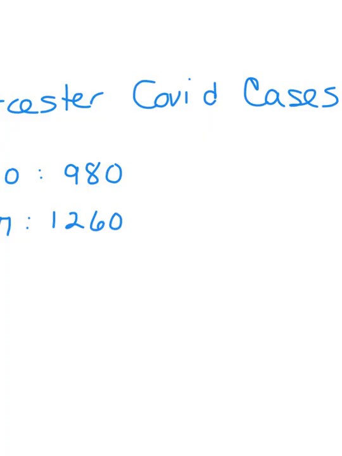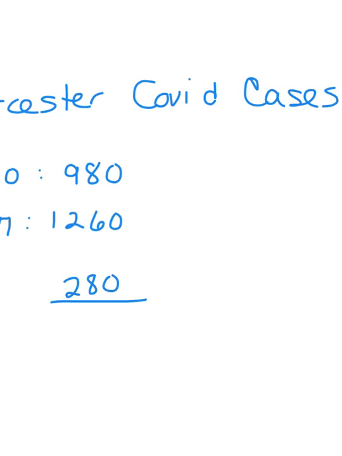So here's an example of where we use these percent change questions. If we look at things like COVID cases in Worcester on October 20th were 980. On October 27th, they're 1,260. So we talk about what's the percent of change in that last week. So we do the amount that it changed by. So to go from 980 to 1,260, I would subtract those two numbers. I would get that it changed by 280 cases.